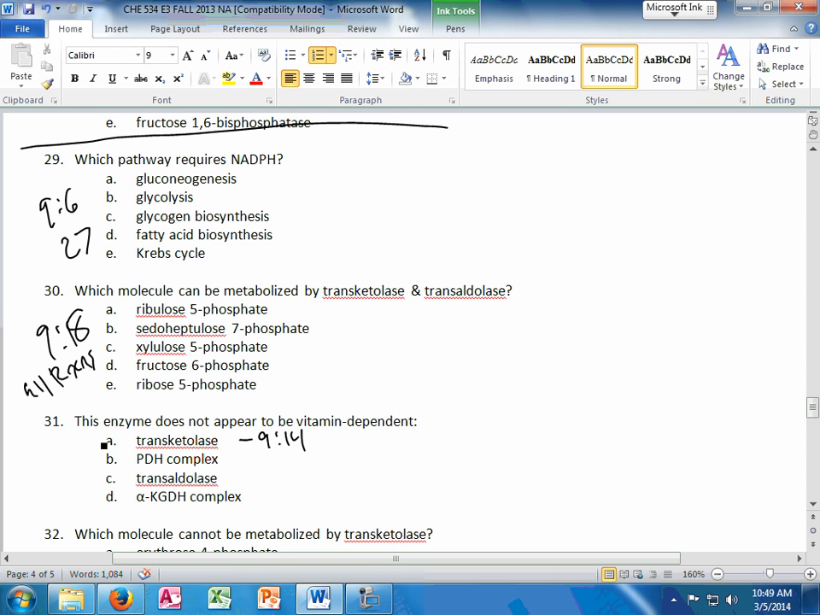Alright, on to Unit 9, PPP. Which pathway requires NADPH? This is fatty acid biosynthesis. You see it in one version at the start and towards the end of the unit, for what pathways and what organs require NADPH, or have an active PPP.